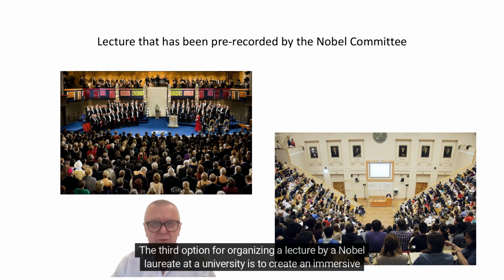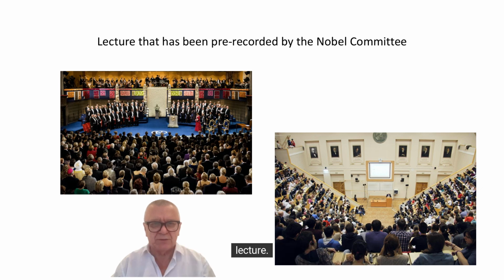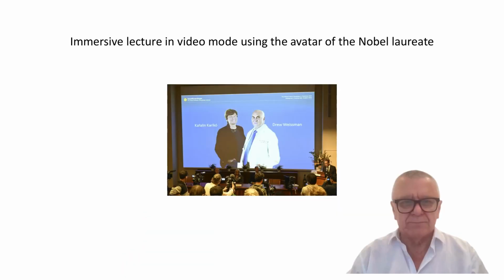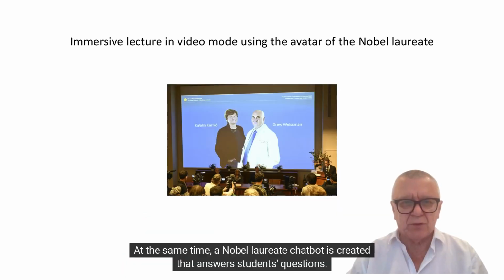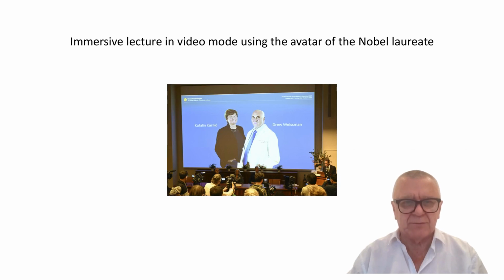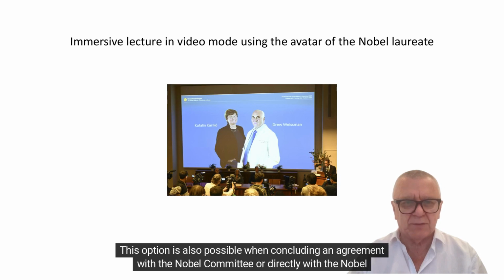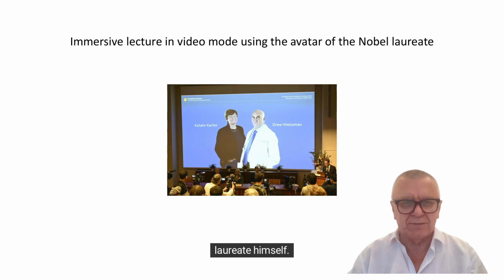The third option for organizing a lecture by a Nobel laureate at a university is to create an immersive lecture in video mode using the avatar of the Nobel laureate and teaching him the text of a pre-recorded lecture. At the same time, a Nobel laureate chatbot is created that answers students' questions. This option is also possible when concluding an agreement with the Nobel Committee or directly with the Nobel laureate himself.